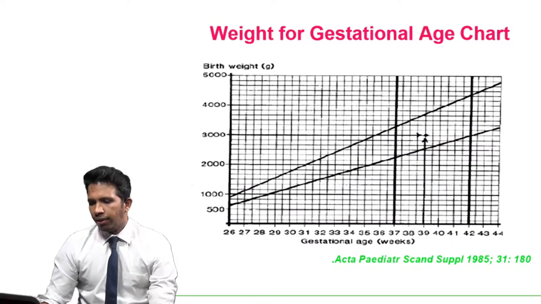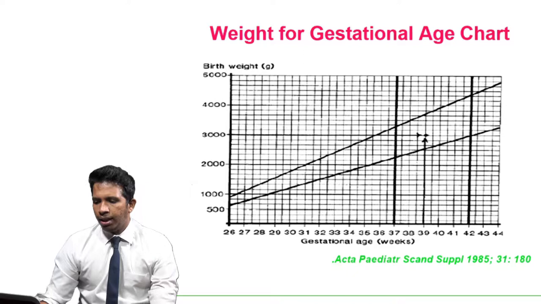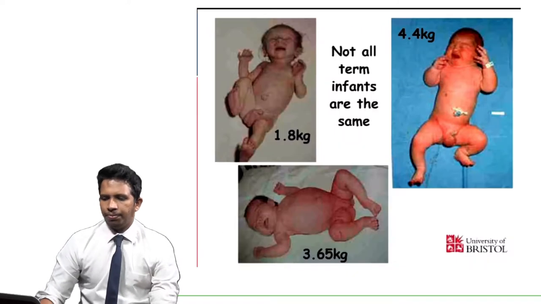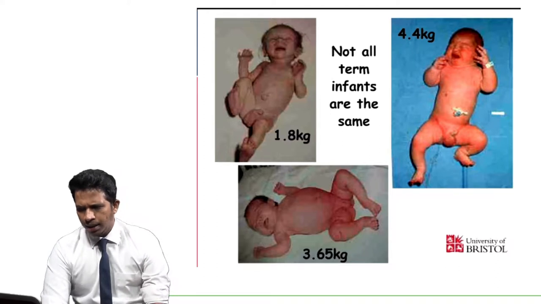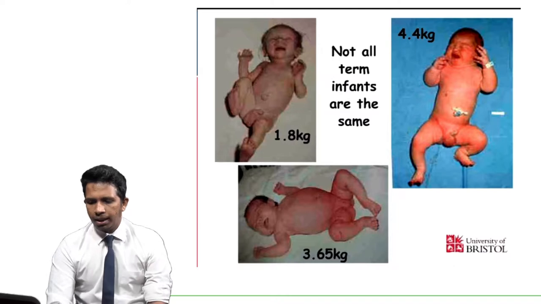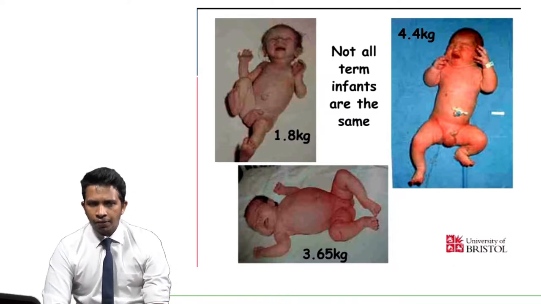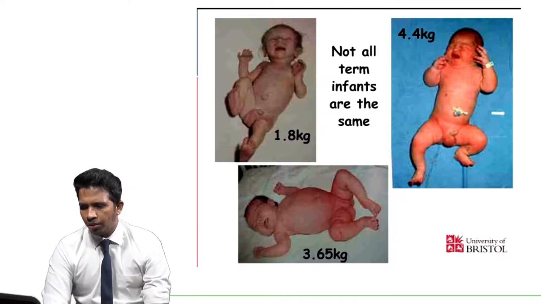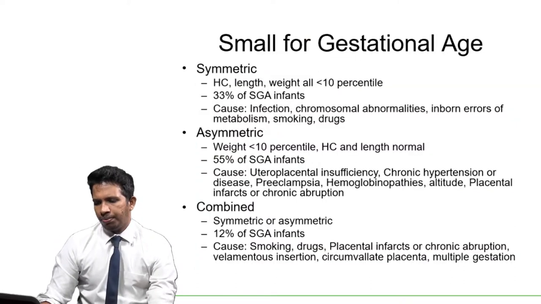So as you can see, this is how we plot on the gestational age chart. Seen in these slides, we can see the difference between the child who is 1.8 kilograms, 4.4 kilograms, and 3.65 kilograms.